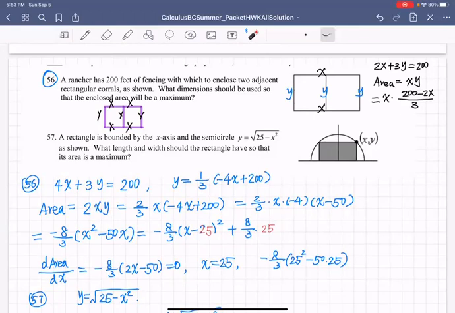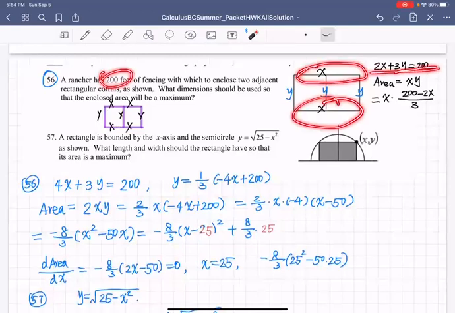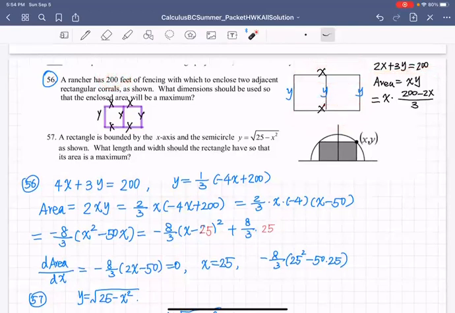Okay, so we can make this as x, and this piece as y, and y, and y. They give us a total of 200. That means y plus y plus y plus x plus x, the total length is 200 feet. So we write this down, and this is a restriction.